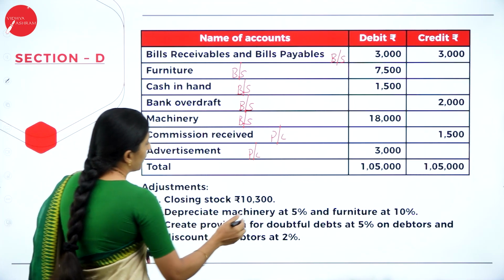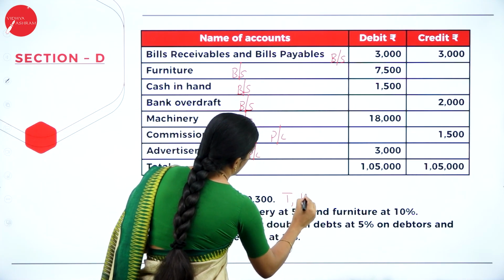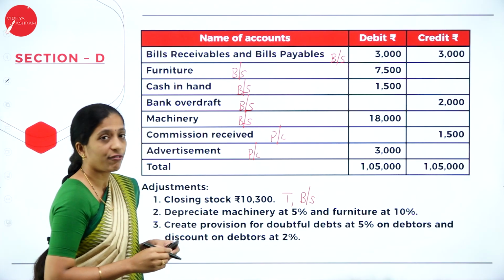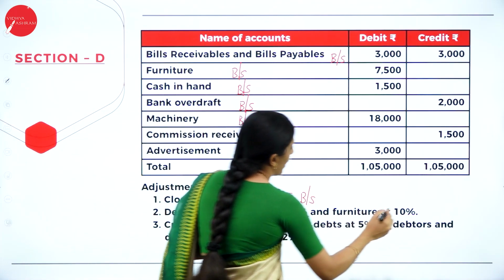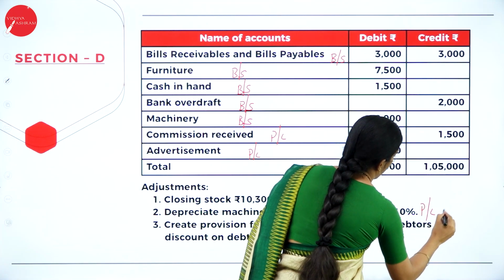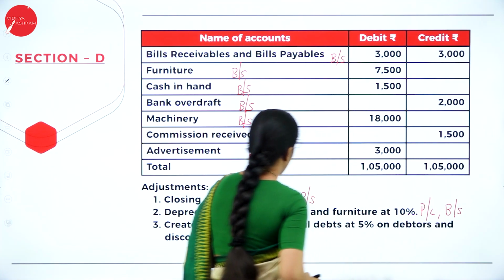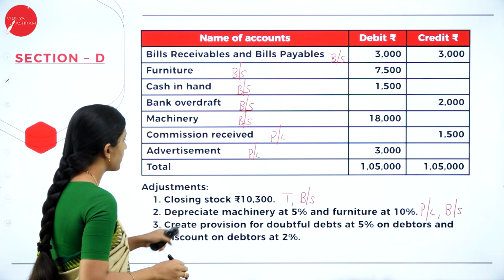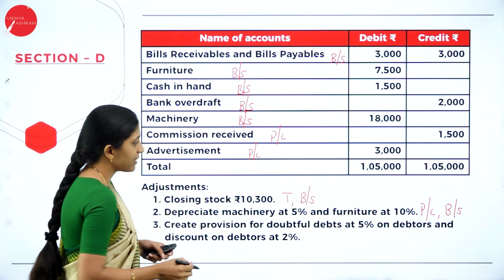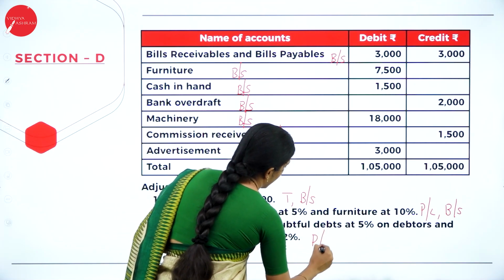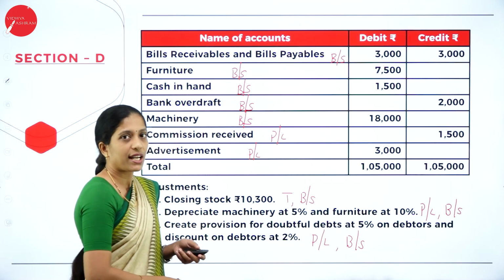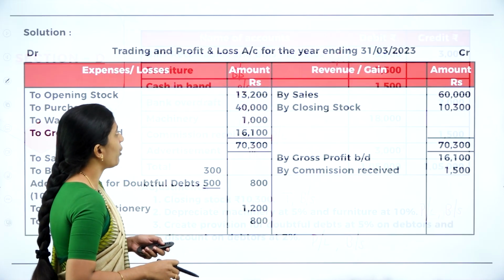Now closing stock, where do we record? Once in trading account and once in balance sheet. Depreciate machinery at 5% and furniture at 10%. So once you will record it in your P&L account and once in the balance sheet. Next, create provision for doubtful debts, 5% on debtors, and discount on debtors at 2%. So it comes under P&L account and balance sheet. So hope you are clear about it. So we shall directly solve the problem.